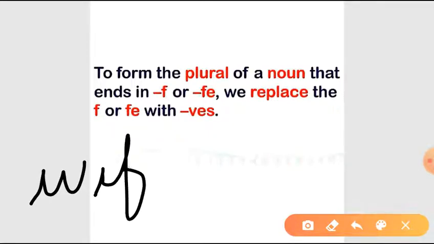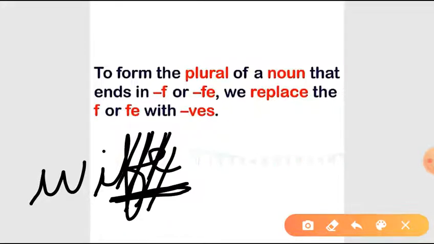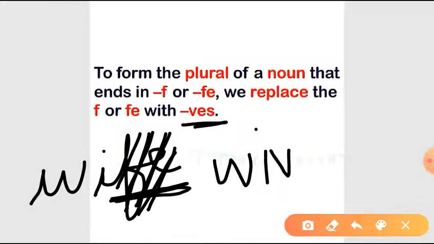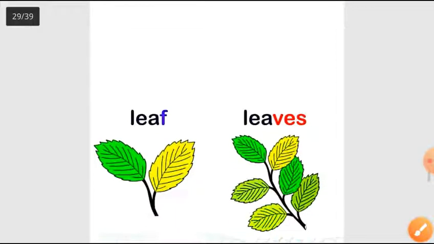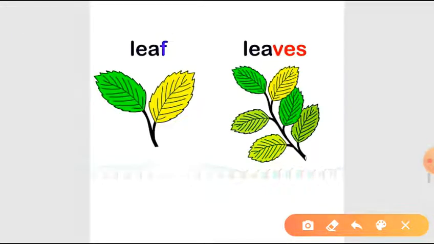You can see one example here. The word is wife. It is ending with fe, isn't it? What we will do? Simply we will erase fe and we will add what? Ves. So wife, wives, right? Let's see another example. Here also you can see it is ending with f. So we will simply just remove f from here and we will add ves, leaves.